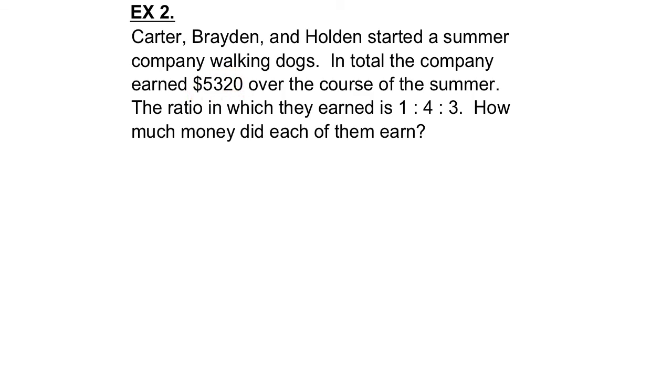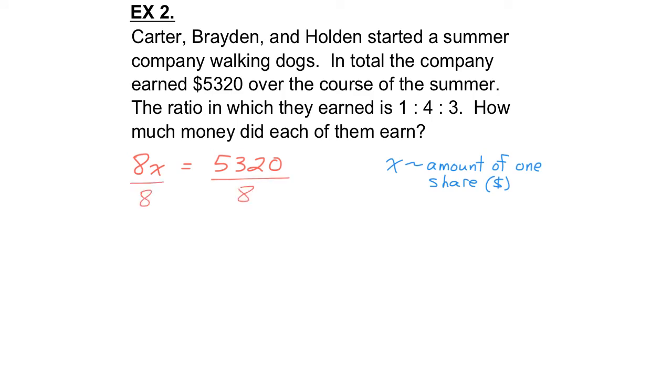So this total amount of money is made up of 8 shares. So I'm going to make an equation here. 8x equals 5,320. So x represents the amount of money for 1 share. So now I can easily solve this, divide both sides by 8. X equals 665. So 1 share is $665. Now I can figure out how much each of these people earned.